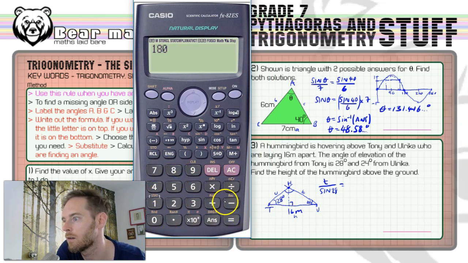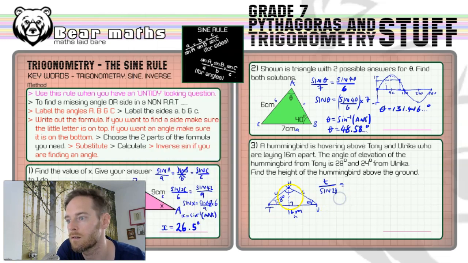180 minus that answer is equal to 128. So that's 128 degrees. And then we use that in the calculation. So we've got h, which is 16, and then sine of 128 is the number that we pop into this bit.